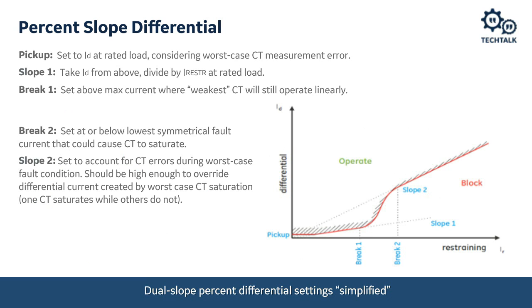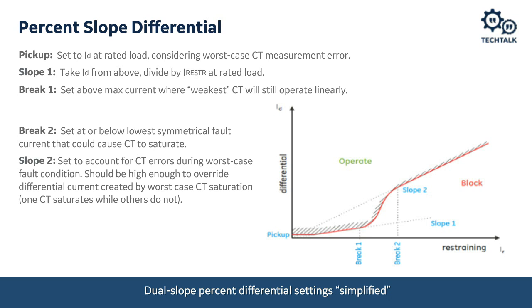In terms of relay settings, here we have listed the 5 key set points that we need to determine to properly create this dual slope characteristic. Now, this is a slightly oversimplified explanation. We'll start with the basic concept and then add to it as we look at some of the other considerations that we need to take into account.